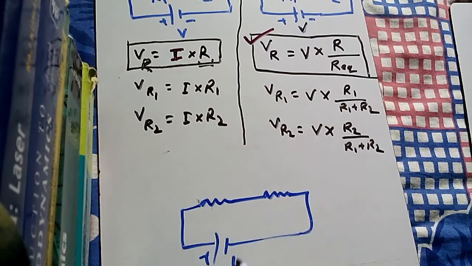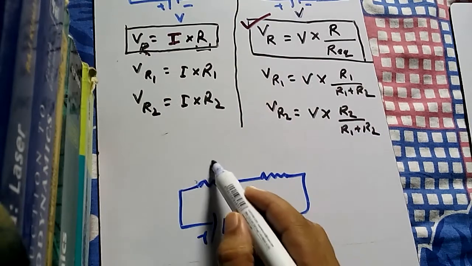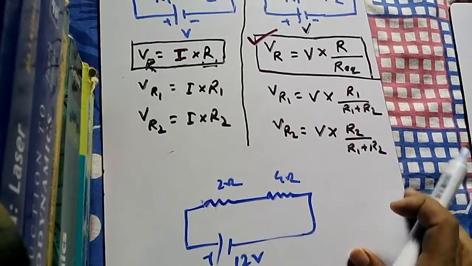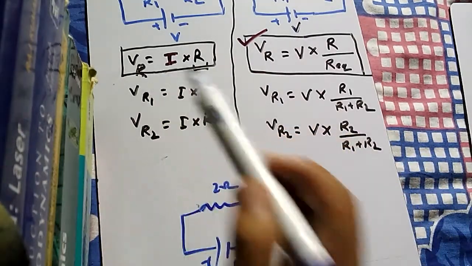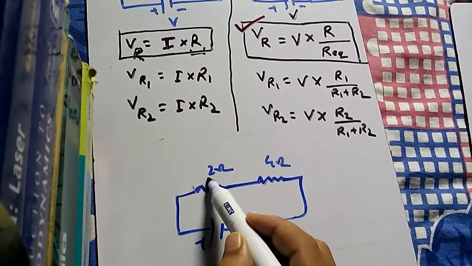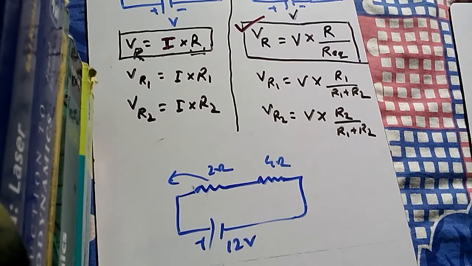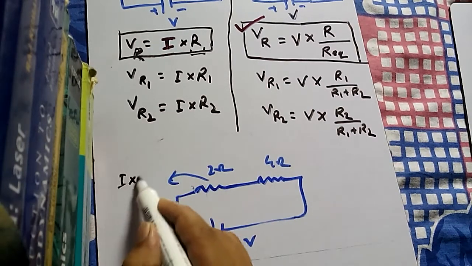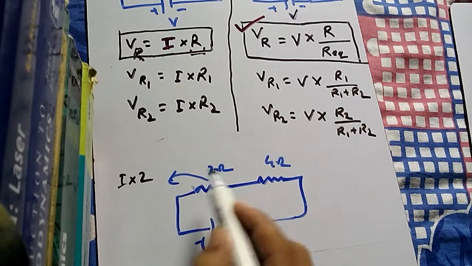Plus minus, this is 12 volt, 2 ohm, 4 ohm. Now let me take first of all Ohm's law as the voltage drop formula. What is the voltage drop across 2 ohm? It is I into R, V equal to I into R, R is 2.